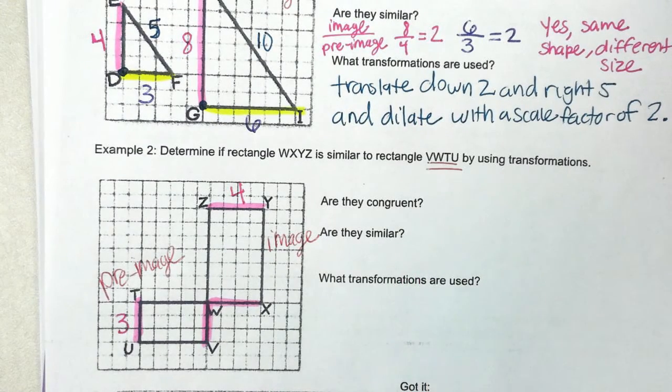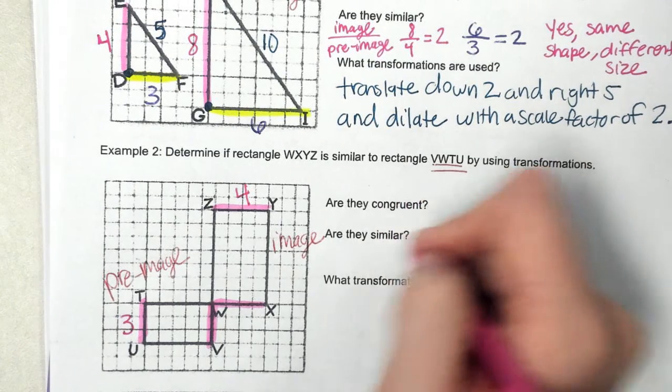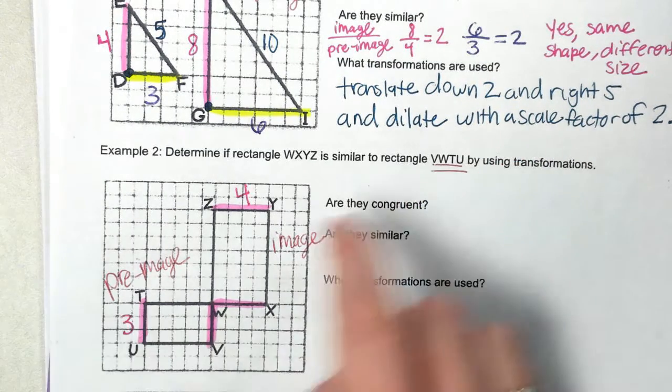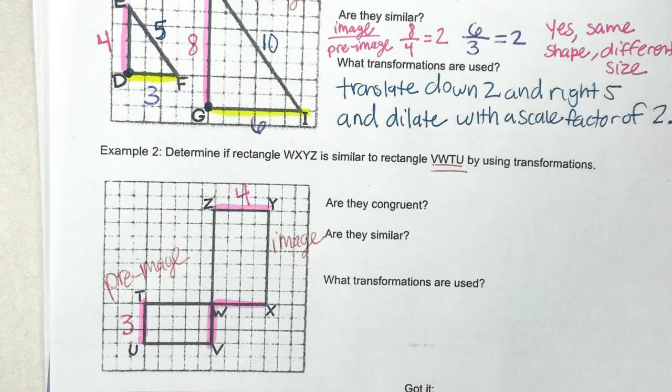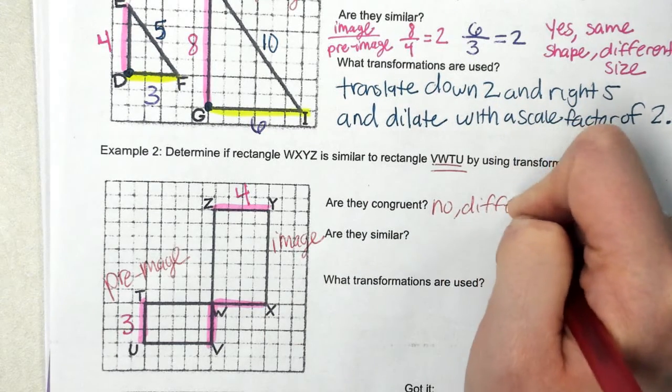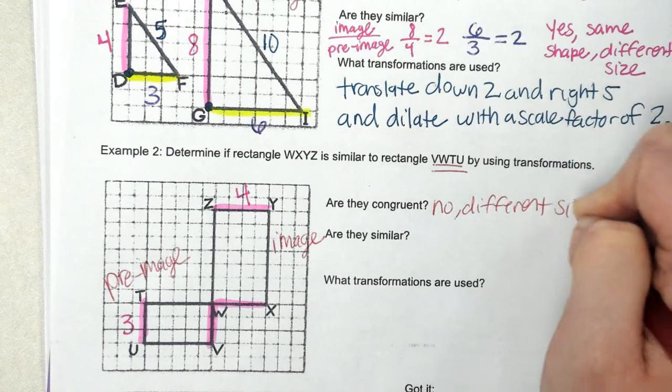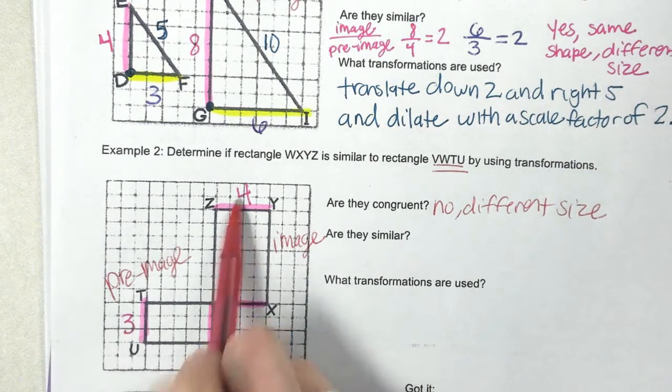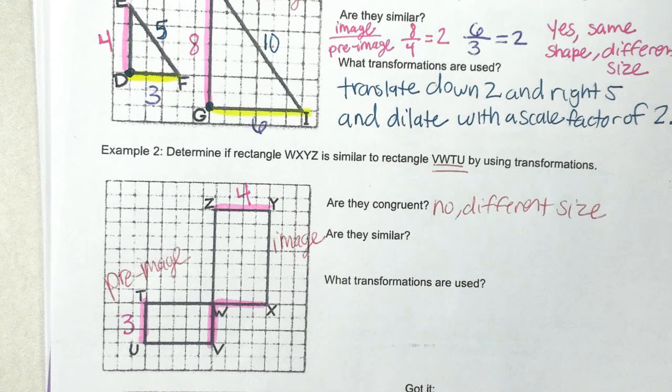Oh, we forgot to answer, are they congruent or aren't they? I just jumped right to similar. So are they congruent? No. They're different sizes. We can already tell they're different sizes. We have one that's 3, one that's 4. They can't be the same.